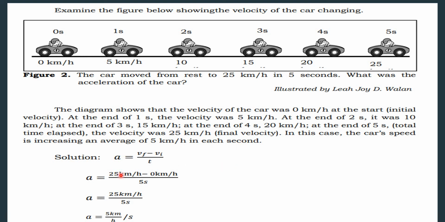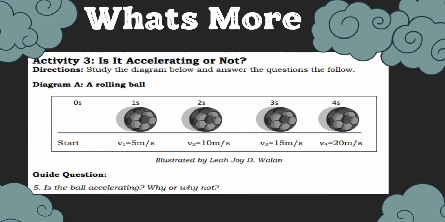So using the formula a while ago, that a is equal to v sub f minus v sub i all over t, by substitution, we have 25 km per hour minus 0 km per hour all over 5 s. So 25 minus 0 is the same 25. Then when we simplify this by division, we have 5 km per hour per second. Okay, remember that.